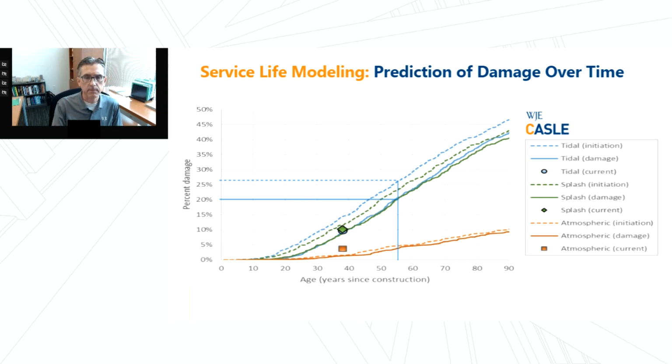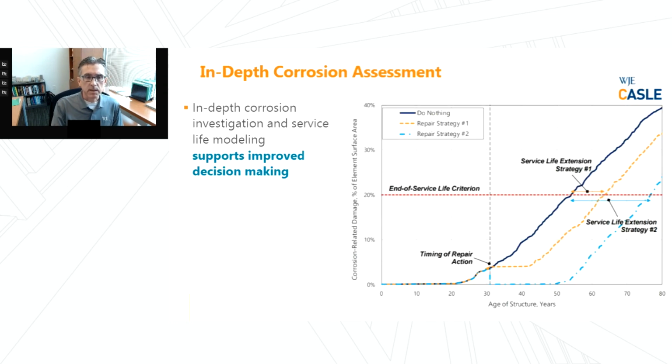With the in-depth corrosion investigation and service life modeling, this lets us do improved decision-making about when should we implement repairs and what should those repairs entail. This graph here shows, again, on the y-axis, corrosion-related damage, and on the x-axis, the age of the structure since construction. And three curves are plotted.